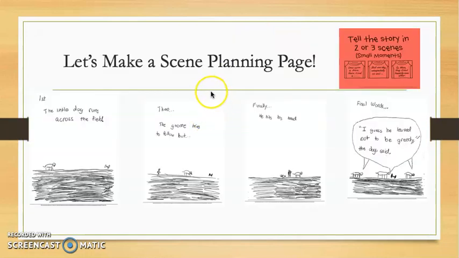So before we start making our own scene planning page, I wanted to show you one that was done by another third grader. First, the little dog runs across the field. Then the gnome tries to follow, but finally he hits his head. Final words, I guess he learned not to be greedy, the dog said. So this student was adapting the fairy tale, The Three Billy Goats Gruff, and he just wrote out very quickly what his scenes are going to be. And it was only in 4 pictures. So let's give it a try.